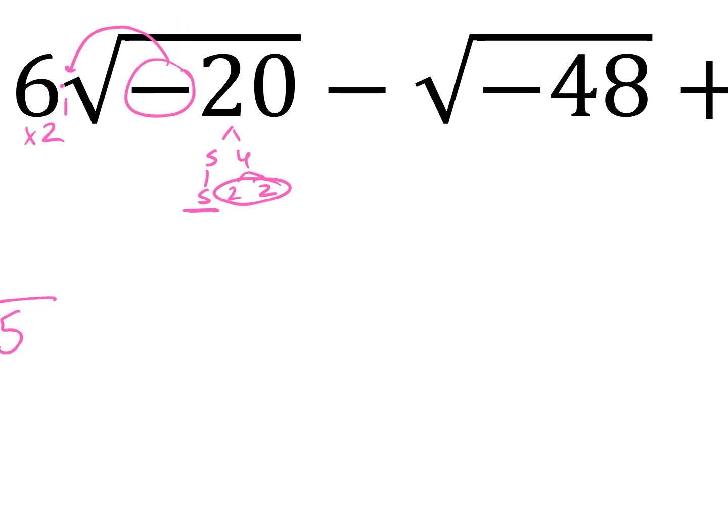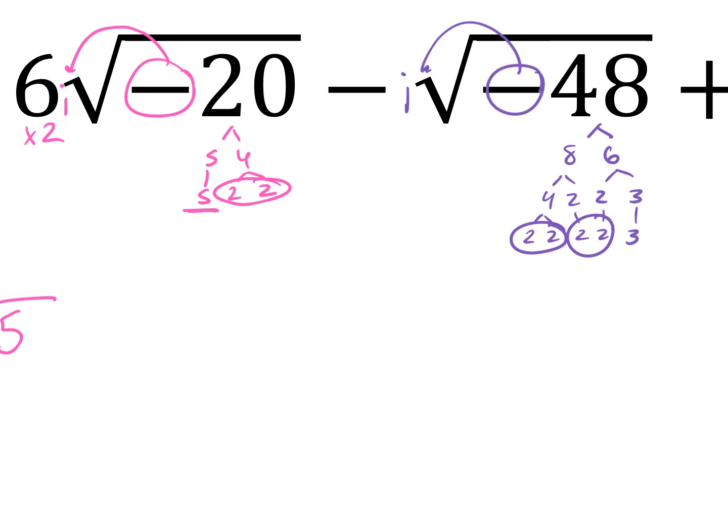All right, so our third one, what's the first thing I should do, Tabit? Take out the negative, turn it into an i. What are 2 factors of 48? 8 and 6. 2 factors of 8, and 2 factors of 6. And then 4 breaks down into 2 and 2. So what gets circled here? 2 pairs of 2s. So what comes to the outside? 4. So we have minus, because it's a negative, minus 4i square root. What stays on the inside? 3.